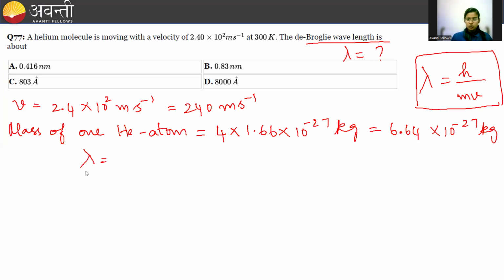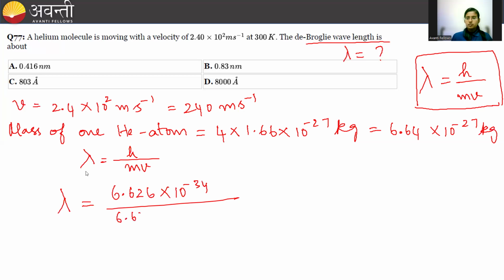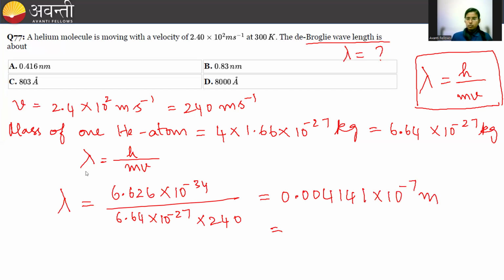So since lambda is equal to h by mv, lambda is equal to 6.626 into 10 to the power minus 34 divided by 6.64 into 10 to the power minus 27 into 240. Okay. It will be equal to 0.004141 into 10 to the power minus 7 meter. So it is equal to 4.141 into 10 to the power minus 10 meter.